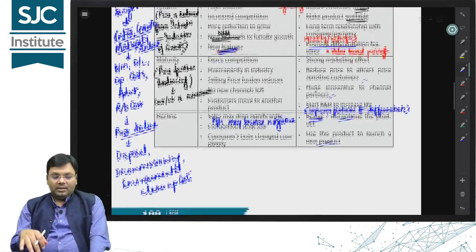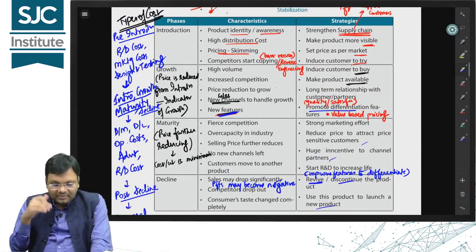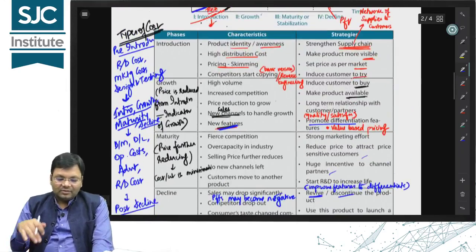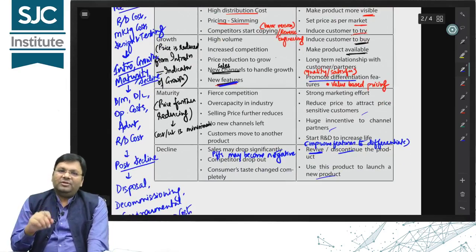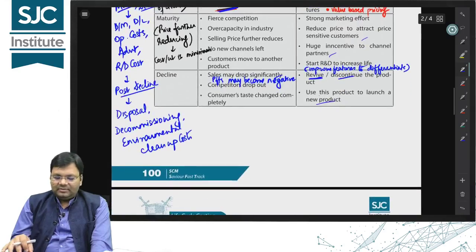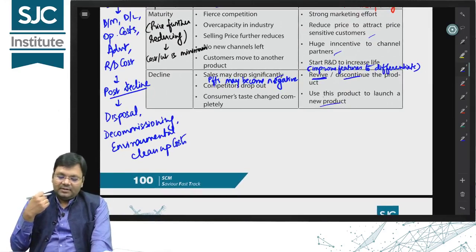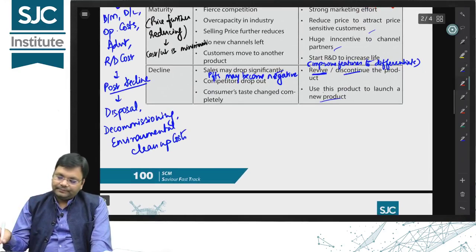Alright, some portion of some cost can come in any stage. Design and testing can also come in introduction phase, but the proportion of that will be little lesser. So some disposal cost may come in maturity phase. So the proportion of that will be lesser.